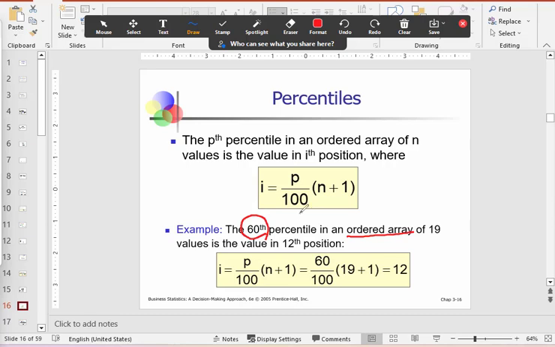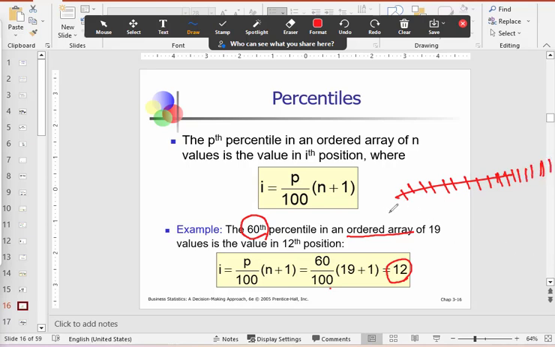A number such that 60% of the data is smaller than it, from lowest to highest. So we calculate 60 divided by 100 times (n plus 1). We already know the total number of observations is 19, so 19 plus 1 is 20. 60 over 100 multiplied by 20 is 12. So this means if you have 19 numbers, 1 2 3 4 5 6 7 8 9 10 11 12 13 14 15 16 17 18 19.